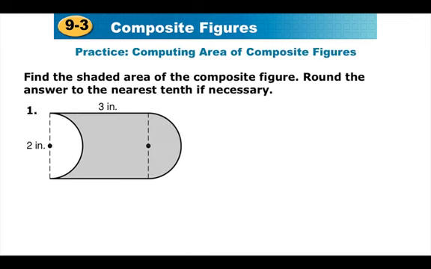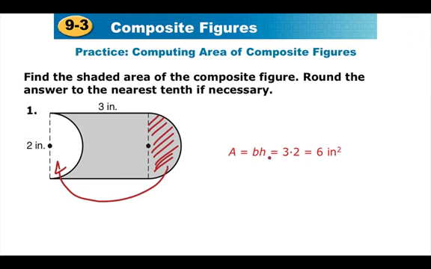Here's problem number 1. It says find the shaded area of the composite figure. Round the answer to the nearest tenth if necessary. Notice that this is what we call a composite figure. The way that you're going to compute the area is you're going to do the following trick. All I'm going to do is take this portion of the picture and transfer it to here, and you should be able to see that this now represents a rectangle with base 3 and height 2 inches. From here I apply the formula, 3 times 2, and the answer is 6 square inches. Let's go to number 2.